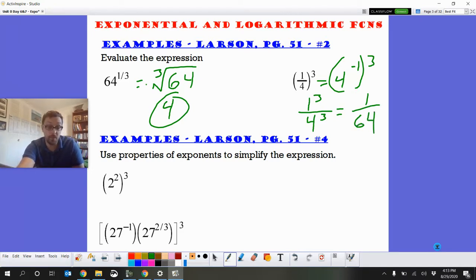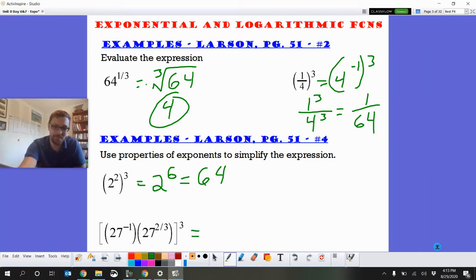And now you can use them in more sneaky ways, and this is what I was trying to do before. Instead of doing 2 squared and then cubing that, you could make this a 2 to the 6th and then figure out what 2 to the 6th is. It actually turns out to be 64 again. I think every answer today is 64 or 4.